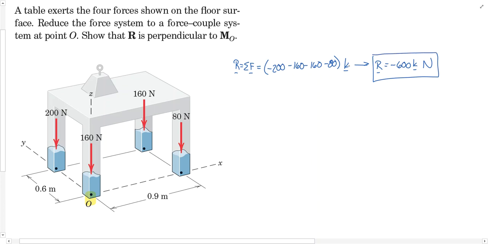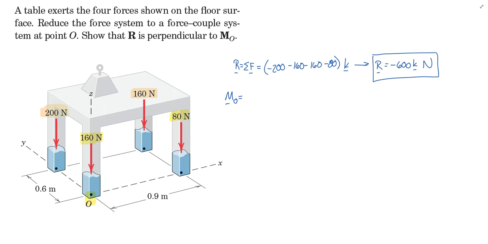And then as far as the moment is concerned, the moment around O, we can do this by thinking about the moments around the x-axis and then the moments around the y-axis. All of the forces are parallel to the z-axis, so we don't have to worry about any moment around a z-axis. So let's take the x-axis first. The 160 Newton force and the 80 Newton force that are actually on the x-axis will intersect the x-axis, so they won't have any contribution. However, the 200 Newton force and the 160 Newton force will both produce moments around the x-axis.